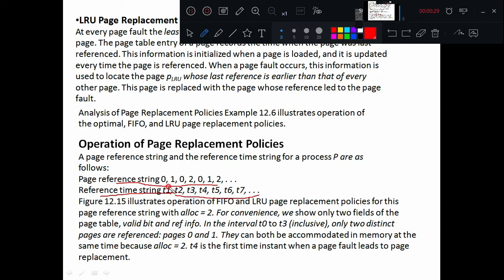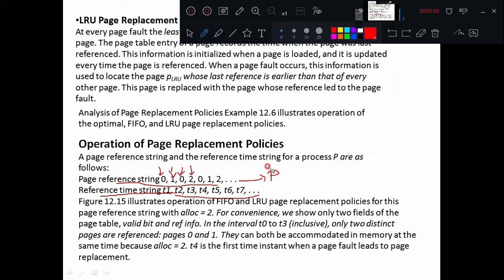So at time t1, page 0 is referenced. At time t2, page 1 is referenced. At t3 again page 0 is referenced. At t4 page 2 is referenced. Let us assume these are the pages of a single process. We'll take only one process and discuss it, so you try to understand the concept on only one process and you can apply it to other processes later.